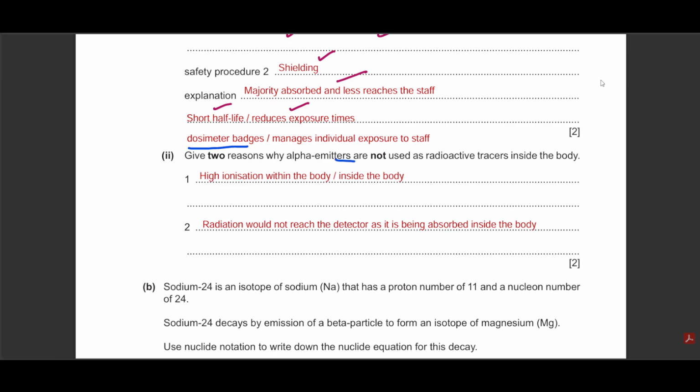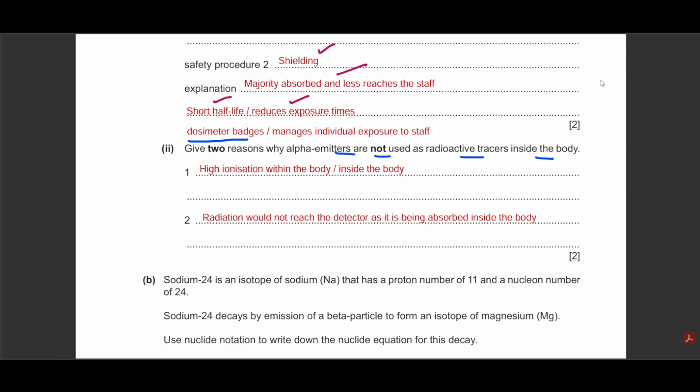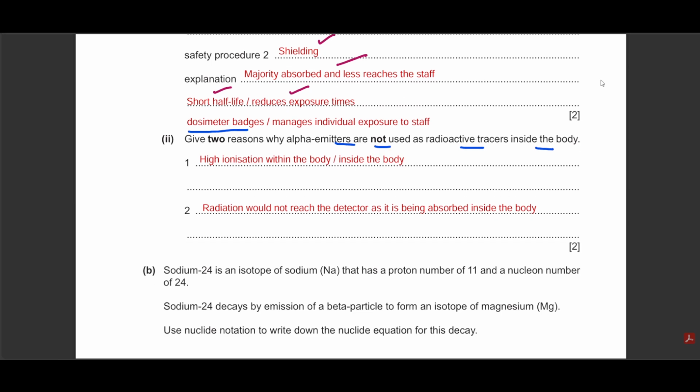Give 2 reasons why alpha emitters are not used in radioactive tracers in the body. You see, alpha radiation is very ionizing and it is very absorbent because of its size. If you've ingested it, if you've eaten a source that has alpha, it wouldn't be able to come out of your body because it will be instantly absorbed by your cell tissues, because it cannot even pass through a piece of paper. It is so big in size that it can't even pass through a piece of paper. Then how can it pass through your body?